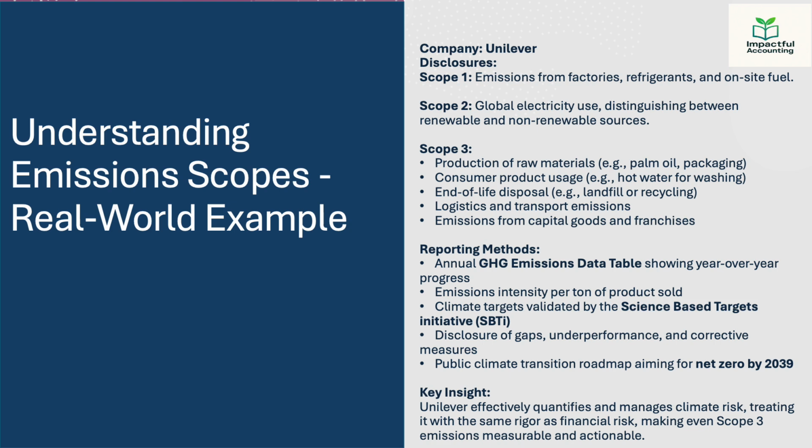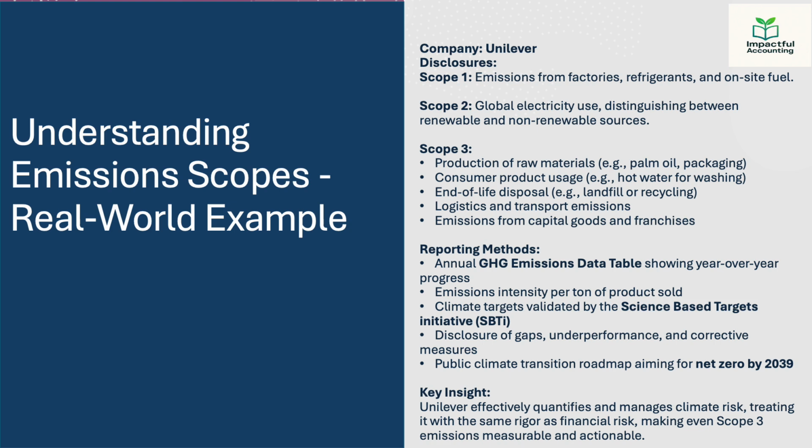Scope 3 is where Unilever stands out. They report emissions from the production of raw materials like palm oil, customer use of products like detergents or shampoos, and even emissions from disposal, transport, and packaging. For example, Unilever calculated that two-thirds of their Scope 3 emissions come from how customers use their products, mostly from heating water to wash hair, clothes, or dishes. That level of insight helps them design lower emission products.